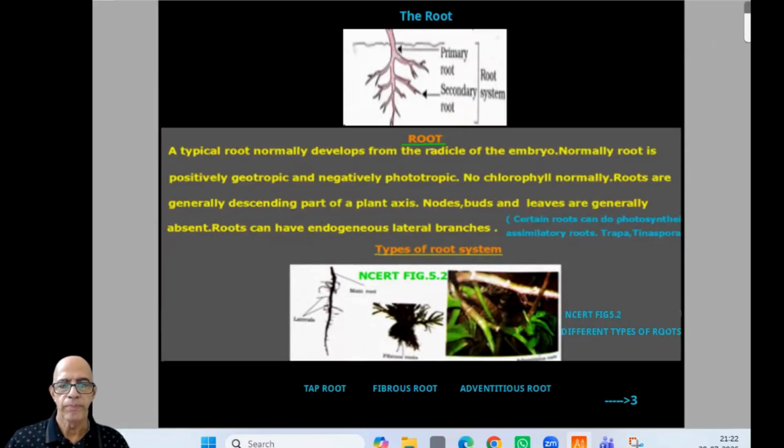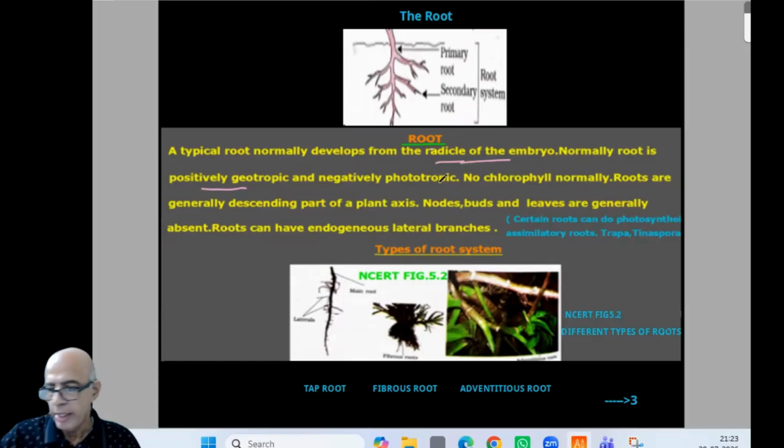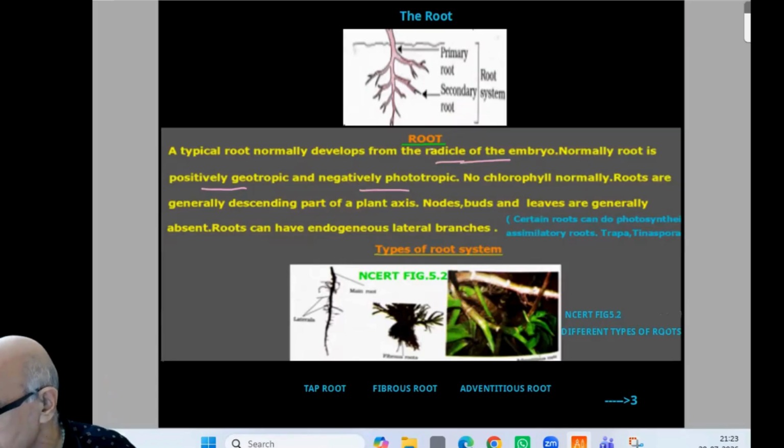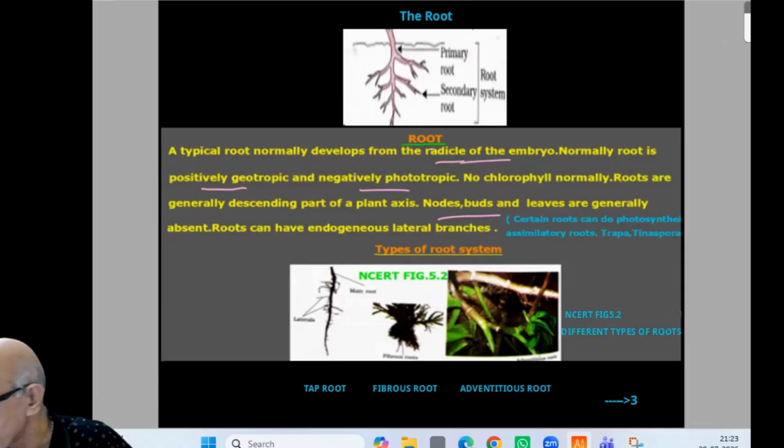Now we will be entering into root. A typical root normally develops from the radicle of the embryo. It's an important one: true root, radicle of the embryo. Normally root is positively geotropic, that is moving towards soil, and negatively phototropic, moving away from light. No chlorophyll normally in root because no light is available, so no need of chlorophyll or photosynthesis. Roots are generally the descending, lower part of a plant axis. Nodes, buds, leaves are generally absent.